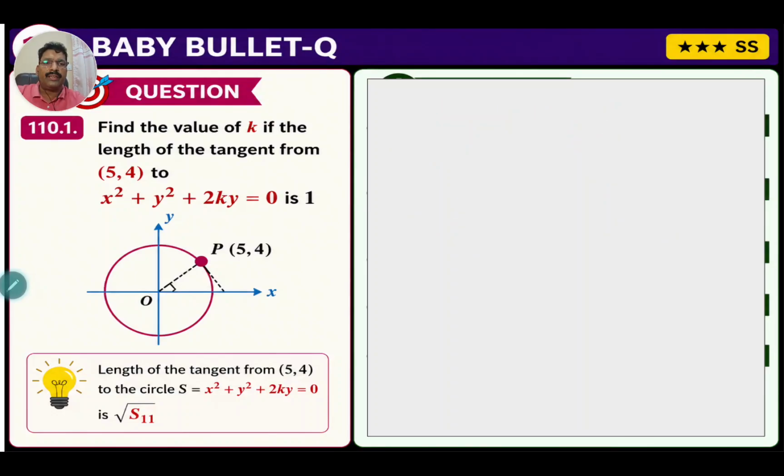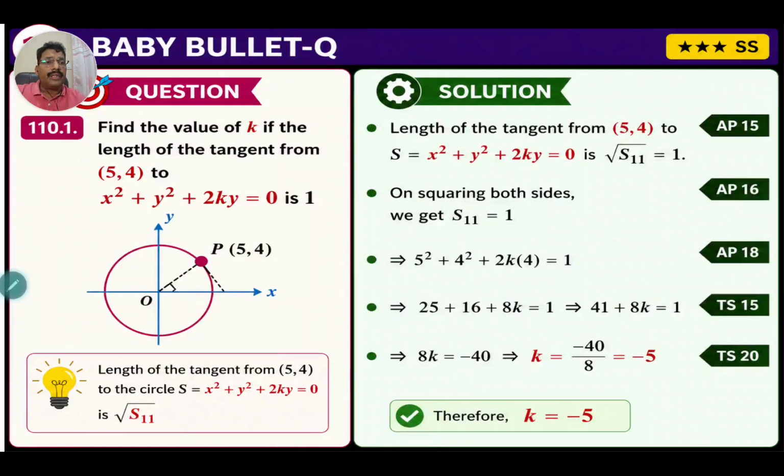See the solution once. This was given in AP 2015, 16 and 18, TS 15 and 20 also. So important question. Like this you have to find. We go for the next question.